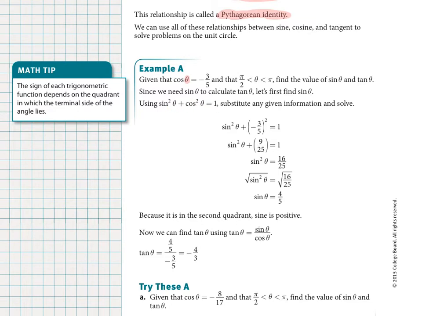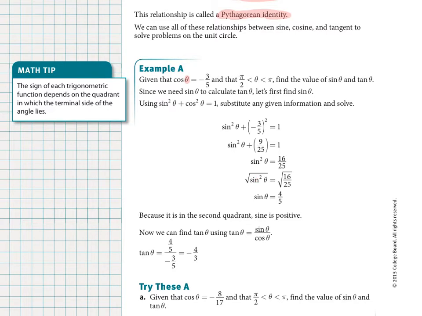The book says, oh, well, I know what cosine theta is. It's negative 3/5. So sine squared plus that negative 3/5 being squared equals 1. Negative 3/5 squared becomes 9/25. I can subtract 9/25 from both sides. That gives me, this is 25 over 25. So 25 minus 9 is 16/25.